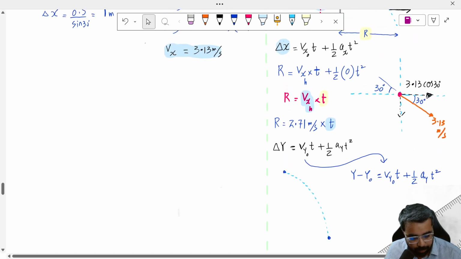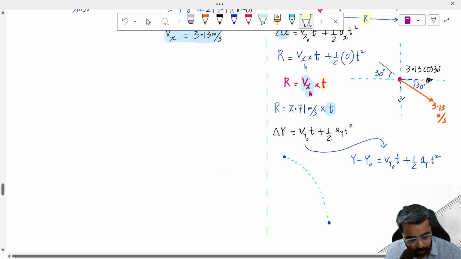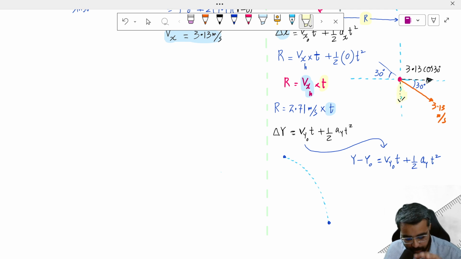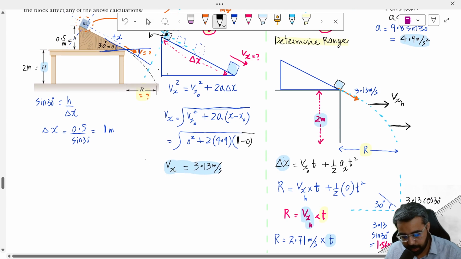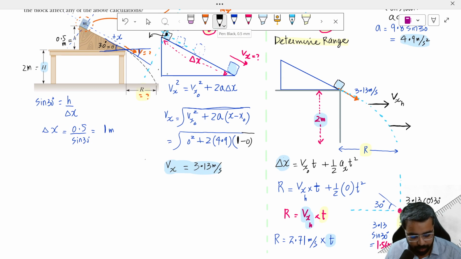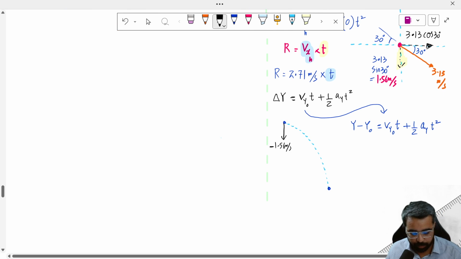Do you remember I told you that this one is the y component of the velocity? If we find this, now we need this. So 3.13 sine 30 degrees, that is 1.56 meter per second. Conceptually, it means at this point it is 1.56 meter per second. And as the block is falling, it is gaining more and more vertical velocity. So at the end, just before hitting the ground, its vertical velocity will of course be more negative. You understand? So I am going to write negative 1.56.